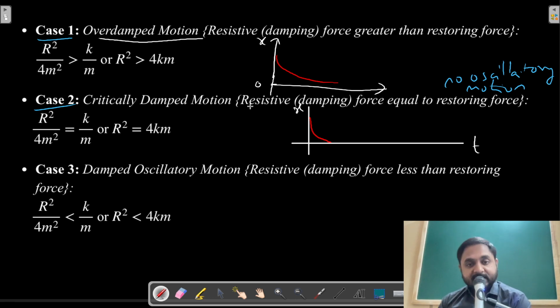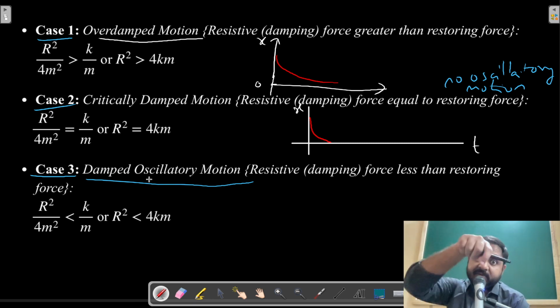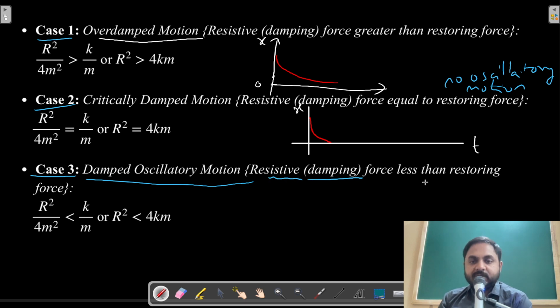Yes, when there is damping force, even then there is a chance of getting oscillatory motion, and that is the case that we are going to study today, where we want to study how, even though there is a damping force, there is still oscillatory motion, and how it will differ from the previous case where there was no damping force.